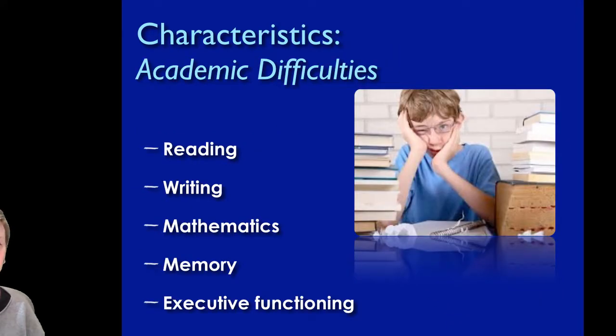Some of the characteristics include academic difficulties. These are ones that you're likely to notice first. Significant difficulty learning to read, or with writing, with mathematics, with memory, holding on to new information, being able to memorize information, and difficulties with executive functioning: difficulties being organized, organizing their space, their time, their materials, just keeping it together.